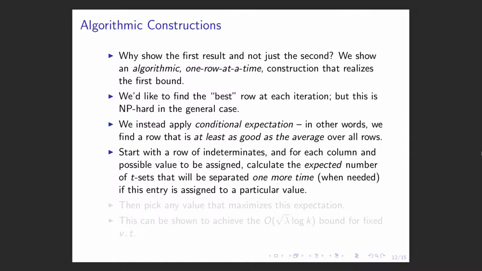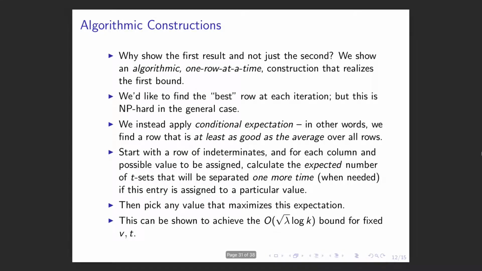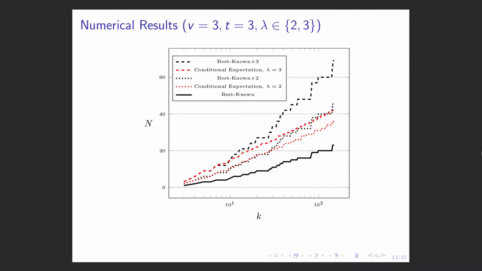So we just look at, in this row of indeterminates, we just pick values, and we pick columns one at a time, and then pick a value that maximizes the expectation. And then we just continue through, and the great thing is that it matches that first probabilistic bound, which is pretty nice. So as far as computational results are concerned, the bottom line is the best known sizes of PHFs of index 1 on my tables.